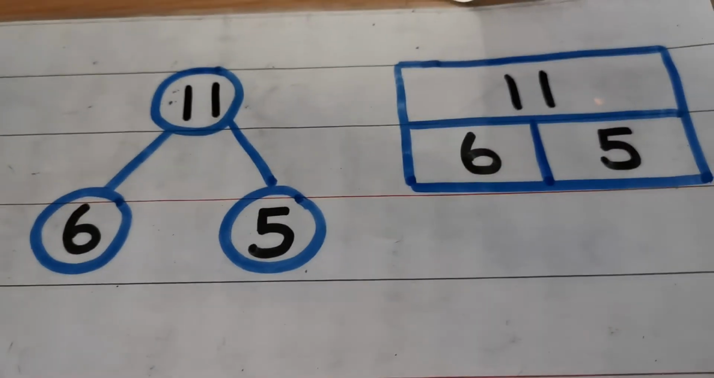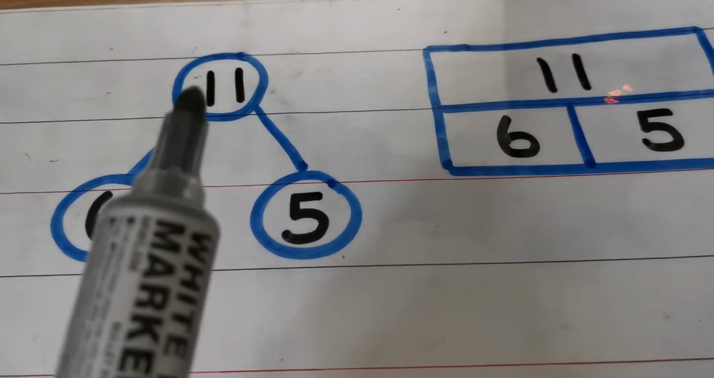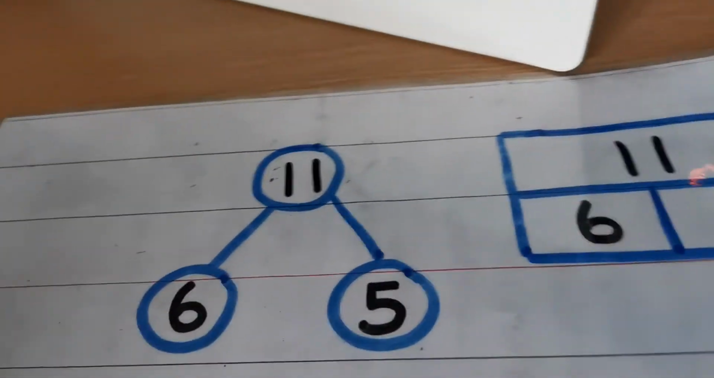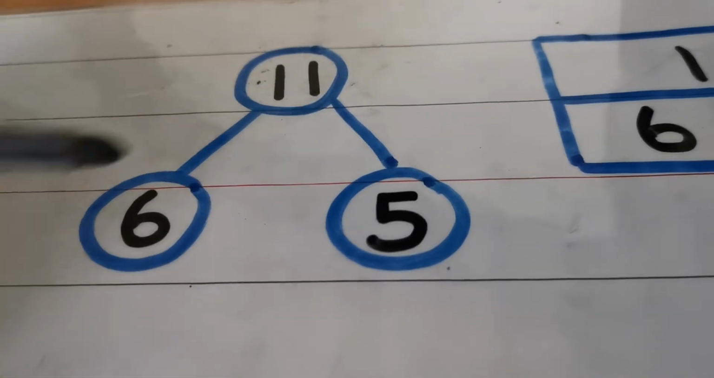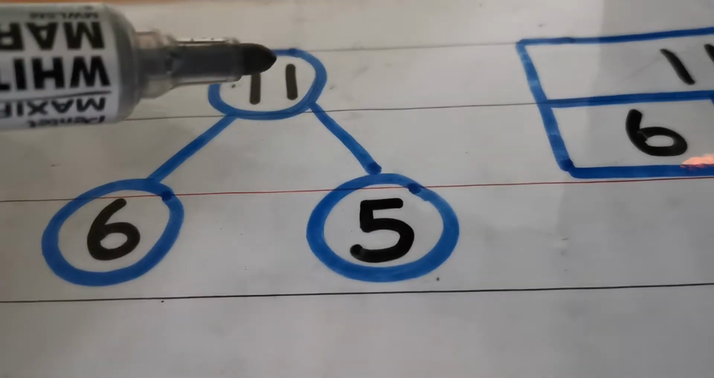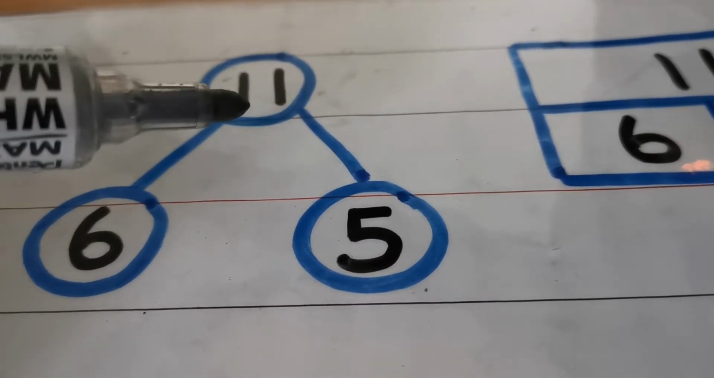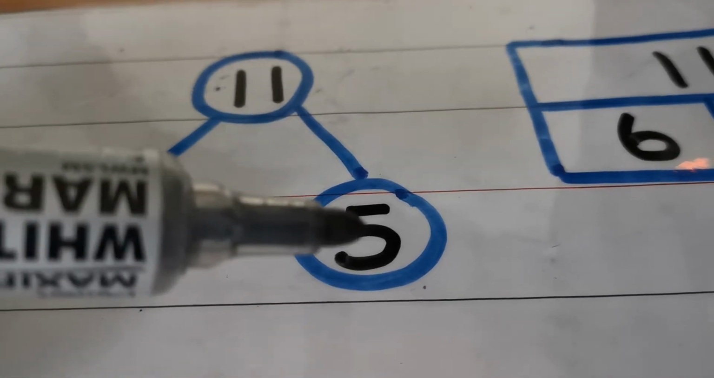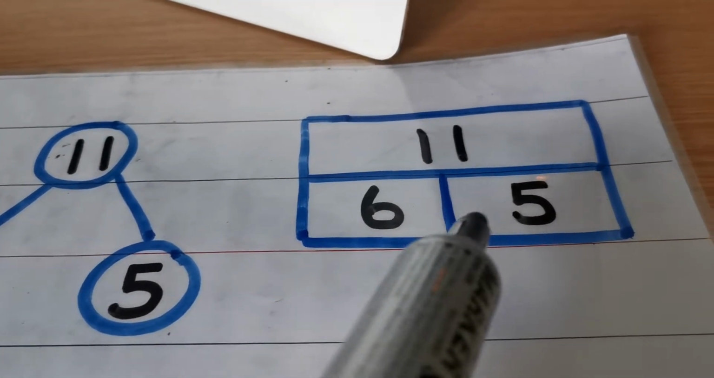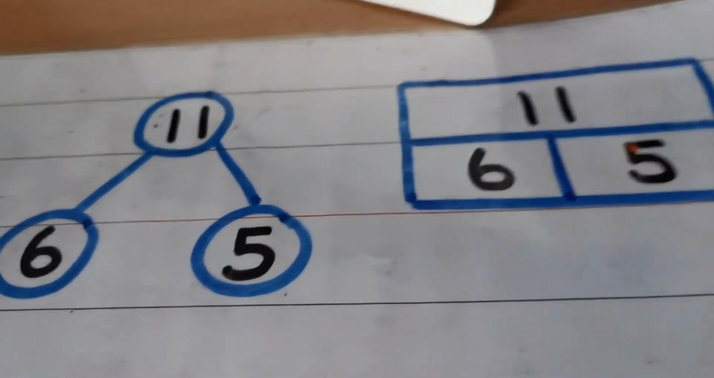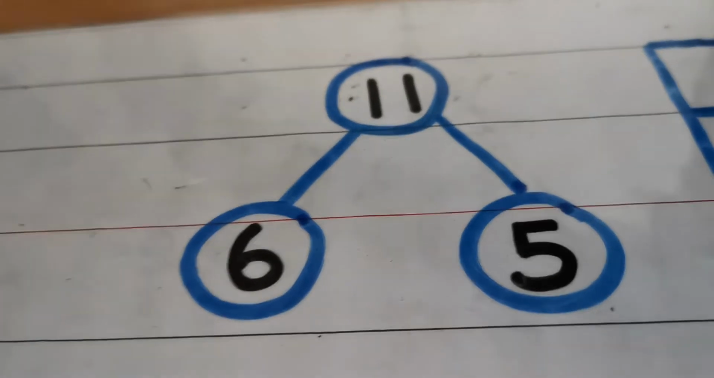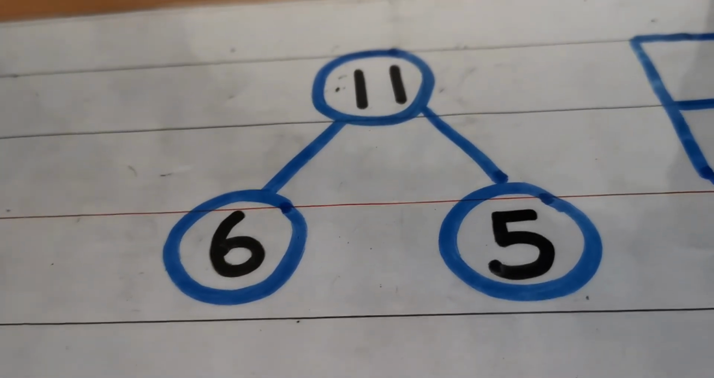Over here, I've written 2 part whole models. So I've done the part whole model like that, and I've drawn the bar model. Today the numbers in my part whole models are 6 and 5 for the parts, and the whole is 11. So 6 and 5 make 11 altogether. And on the bar model, I've got 11 as the whole at the top and 6 and 5 as the 2 parts underneath. Now I'm going to use those 3 numbers to make 4 different number sentences.